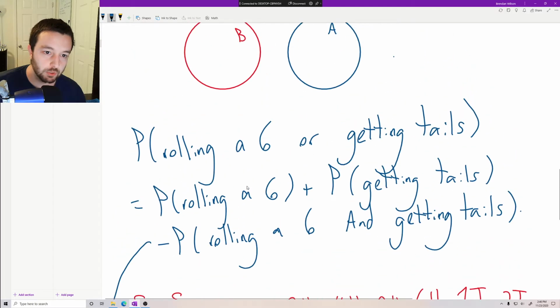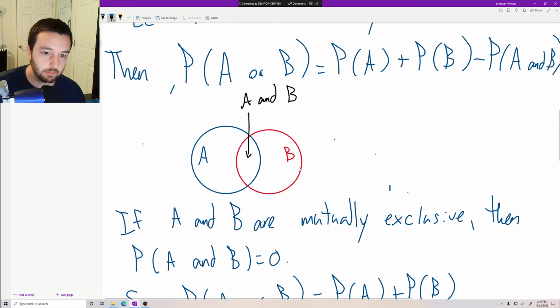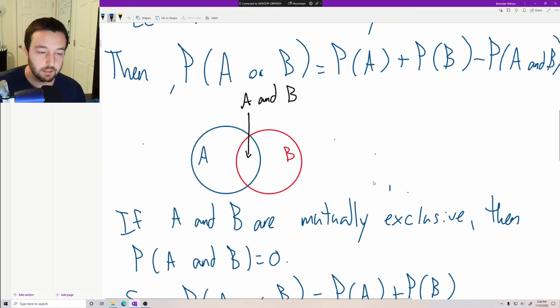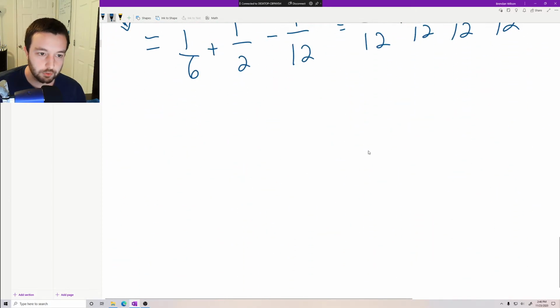So that's the OR rule. This specifically right here is the OR rule. And if you have mutually exclusive events, this part goes away because it's just 0, and then you just have this first part. So now let's talk about the AND rule.